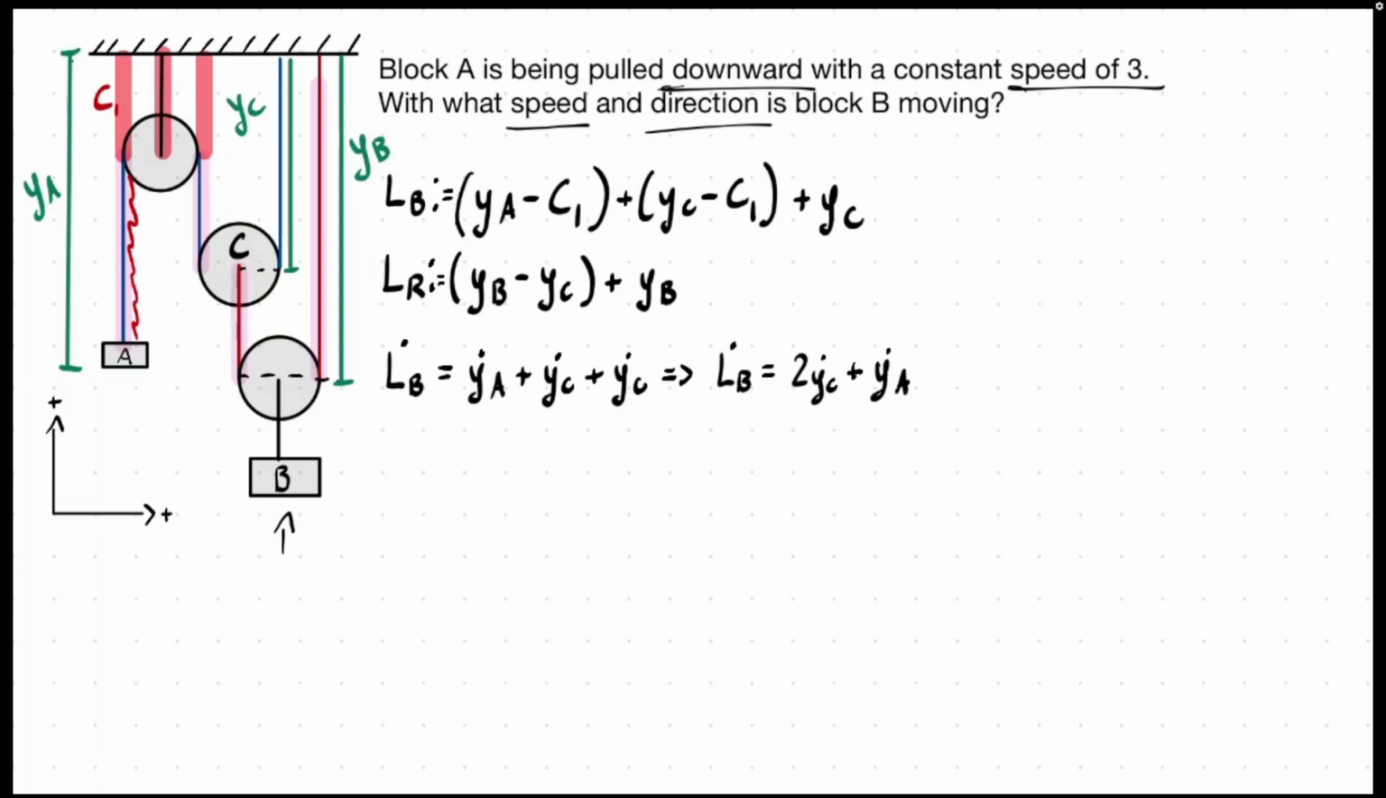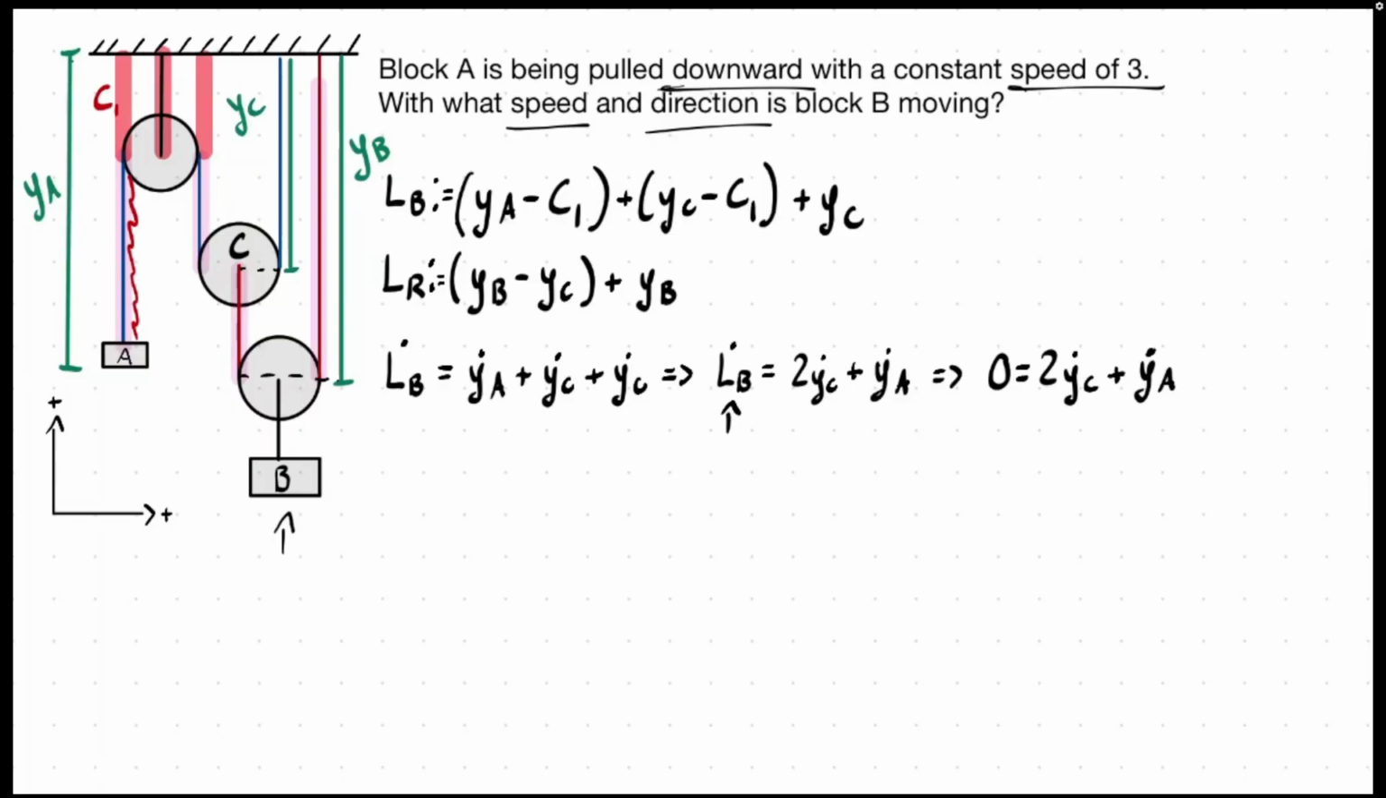And then we can notice one other thing. So with these derivatives, we said that constants don't change, right? So the derivative is 0. And the length of the blue cord, right? We already said that these cords were incompressible and they're not going to extend, right? So the length of the blue cord is actually also unchanging. So this LB value is just 0, right? So we can actually write this again as 0 equals 2 YC dot plus YA dot, right?